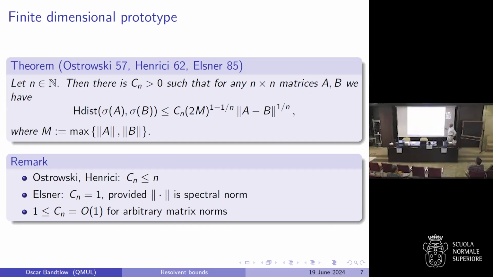You would think that this lends itself to generalization to infinite dimensions. Okay, you just take your compact operator, you approximate it by finite rank operators, and then use this. But as you can see, this 1 over n kills it, because as n goes to infinity, this goes to 0. So you lose the dependence on the difference in operator norm, which is what you want in the end.